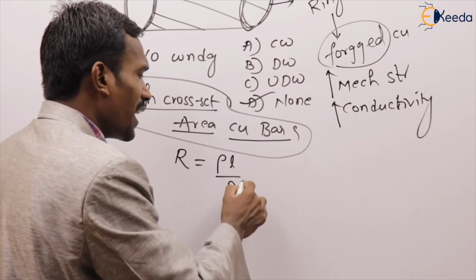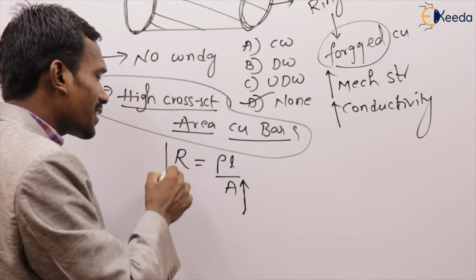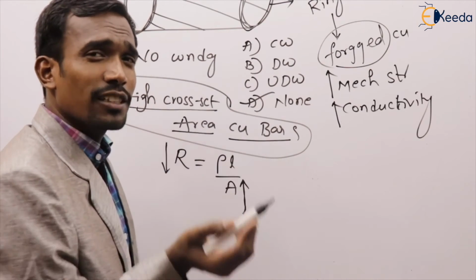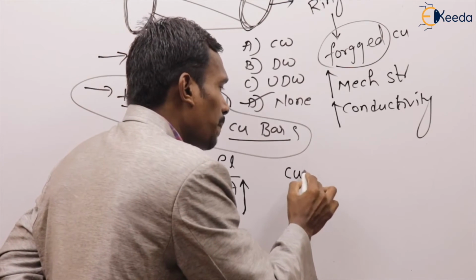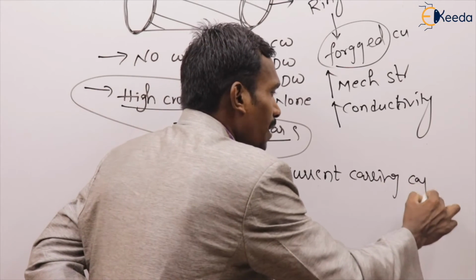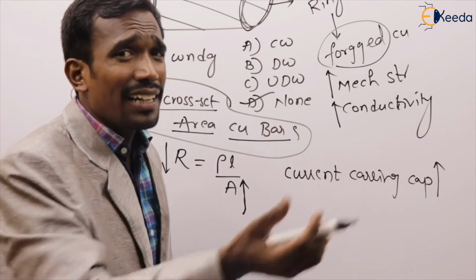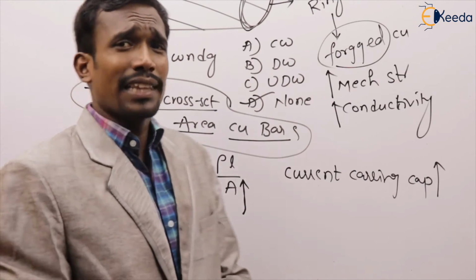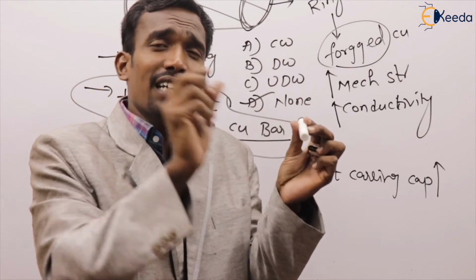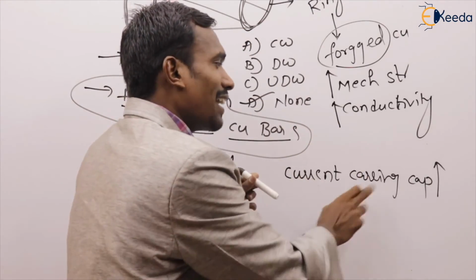If the cross-sectional area is more, then the resistance is less. If resistance is less, or the cross-section area is more, the current carrying capability is very high. Yes or no? If resistance is less, it carries more current. The current carrying capability is decided by the cross-section area of the conductor. If the area is more, it carries more current.